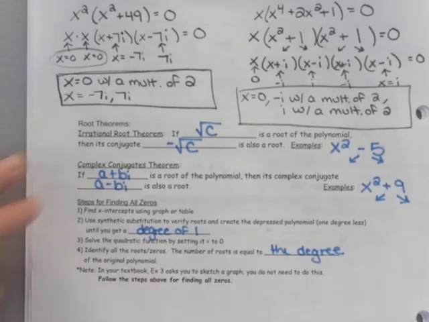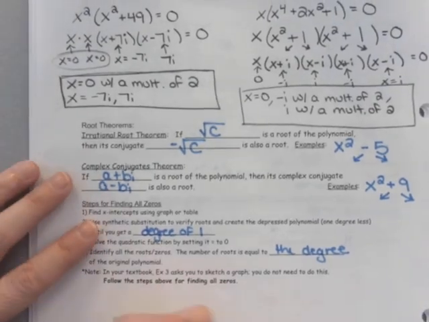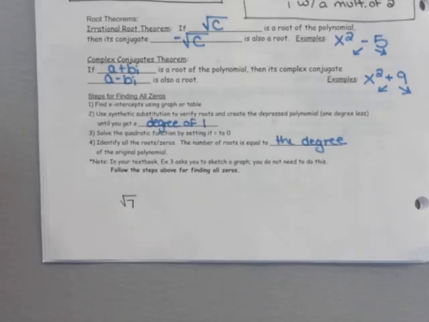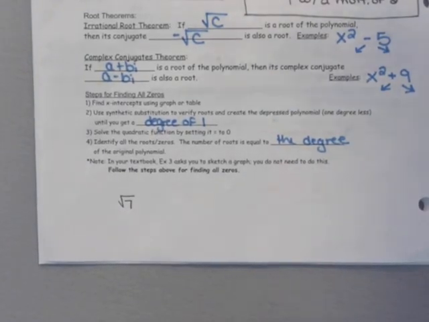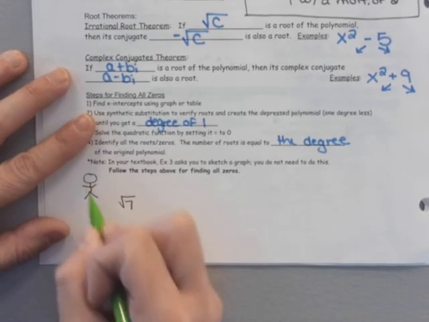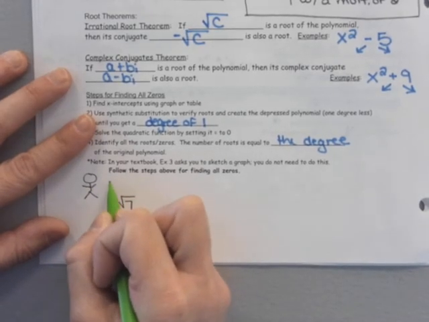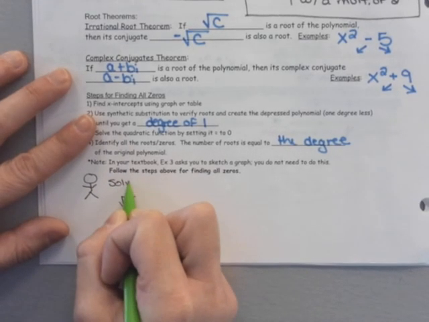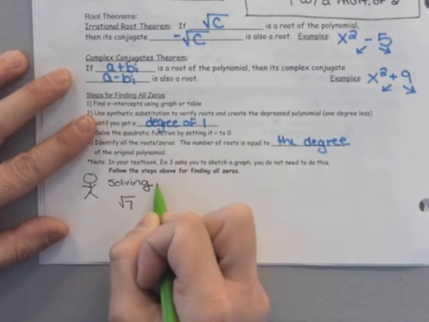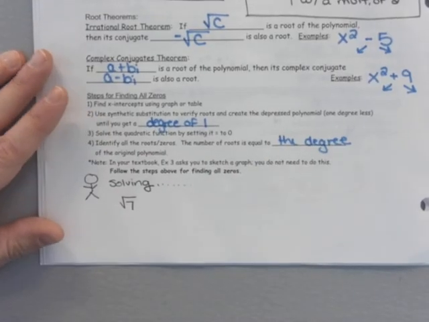Basically what it's saying is, let's say you go to solve a polynomial and you find out that the square root of 7 is a solution. Okay, so let's say we go to solve. So here we are, oh, our leg is not attached well. Here we are going about our business solving.